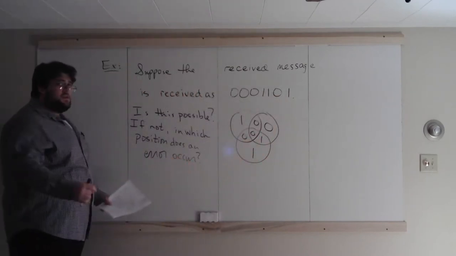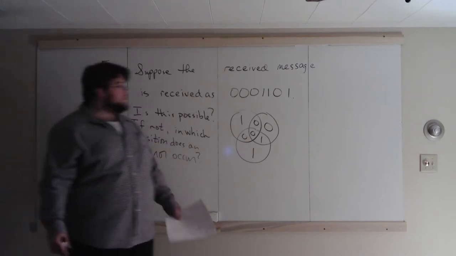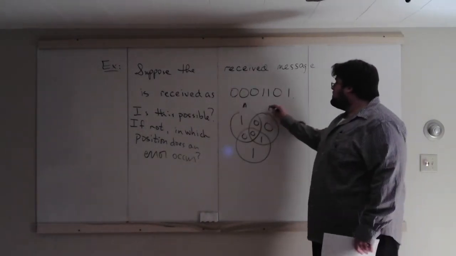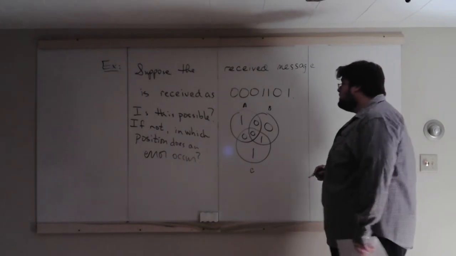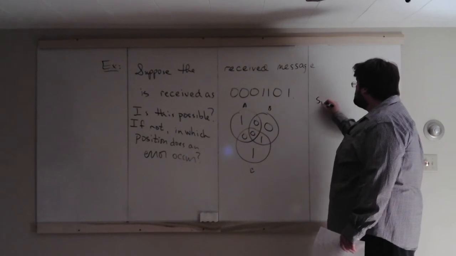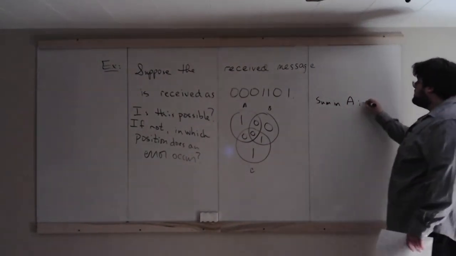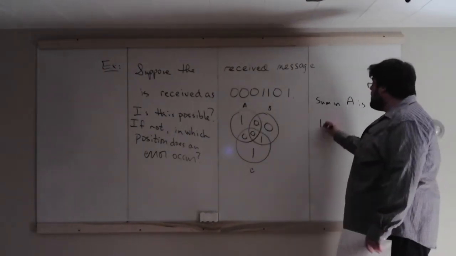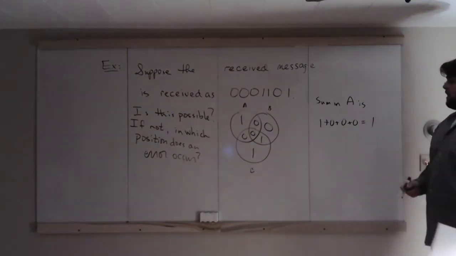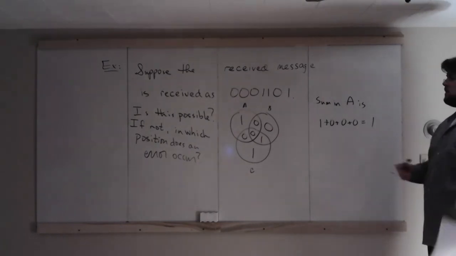Now, how can we detect if an error occurred? Well, what we need to do is check that the sum in each circle is even. So remember how we labeled this. We labeled circle A, circle B, and circle C. So let's find the sum in circle A. So sum in A is what? 1 plus 0 plus 0 plus 0, which equals 1. So right now, we know that an error occurred in circle A, because this sum is not even.